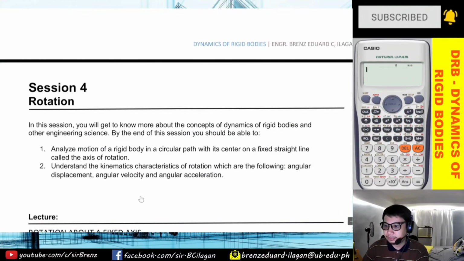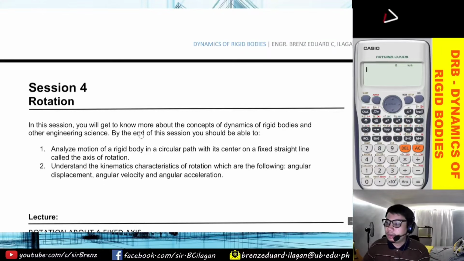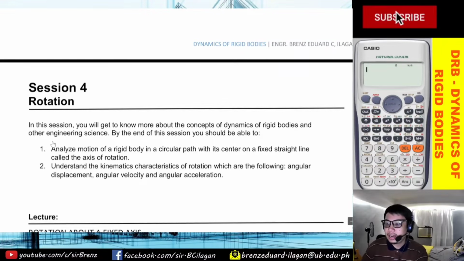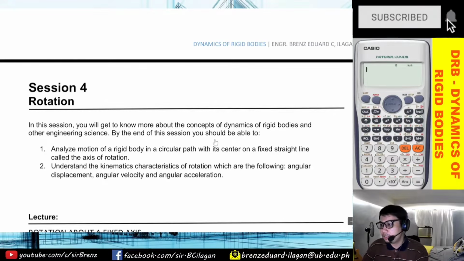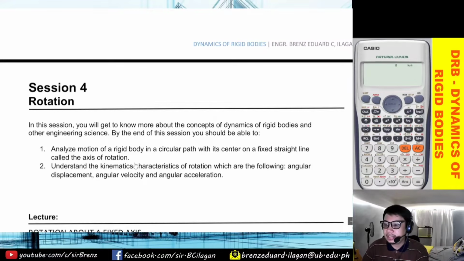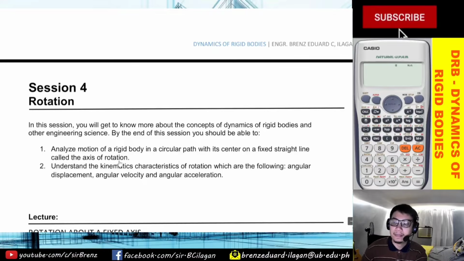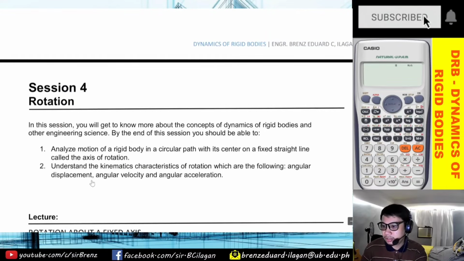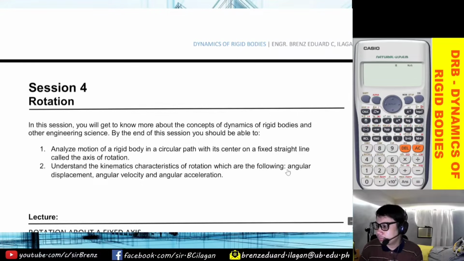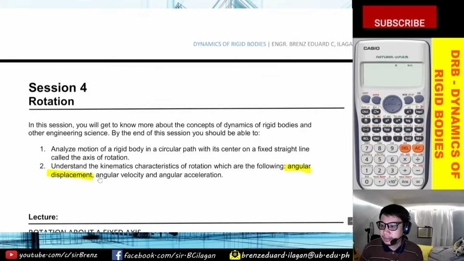Ayan. So, under this session 4, you will get to know more about the concepts of dynamics of rigid bodies and other engineering science. And by the end of the session, you should be able to, number 1, analyze the motion of a rigid body in a circular path with its center on a fixed straight line called the axis of rotation. Okay, and number 2, understand the kinematics characteristics of rotation, which are the following. So we have the angular displacement, denoted by the symbol theta, the angular velocity, and the angular acceleration.